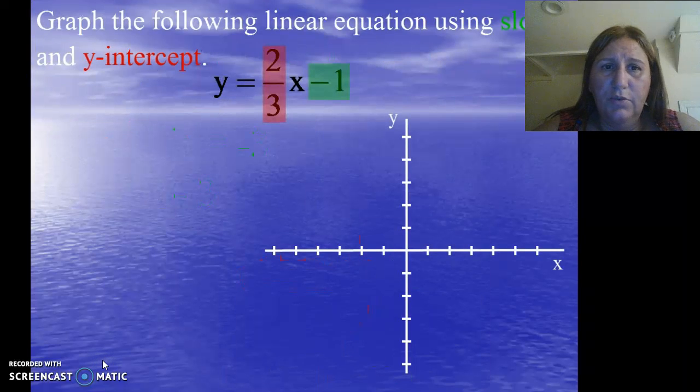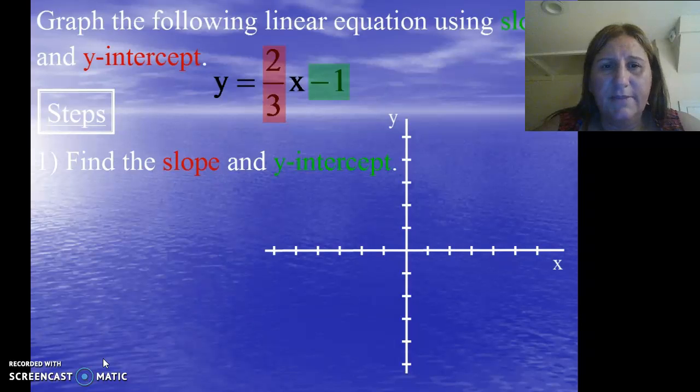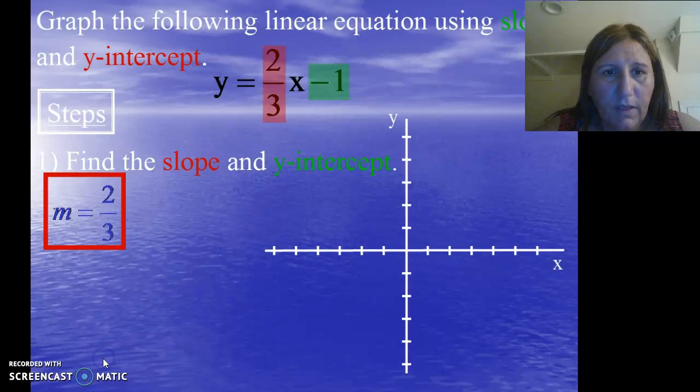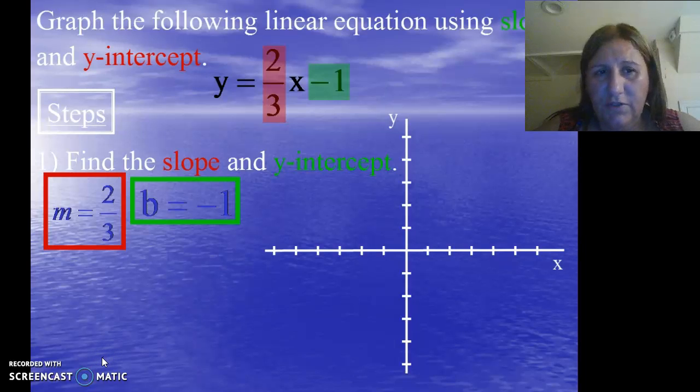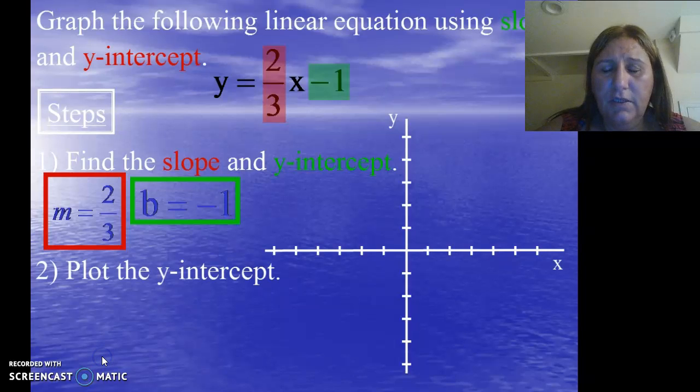In this example, you will be graphing a linear equation using the slope-intercept form. To do that, you have to follow the following steps. First step, m equals 2/3 and b equals negative 1. So you need to find your slope and the y-intercept. We're going to start by plotting the y-intercept. The y-intercept is the point that has x equals 0 and y equals negative 1. From the slope-intercept form, you also have your slope. Your slope is 2/3.